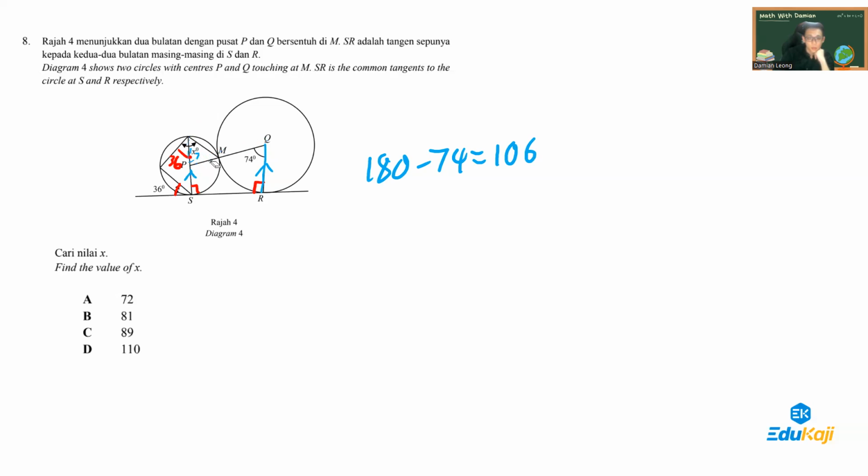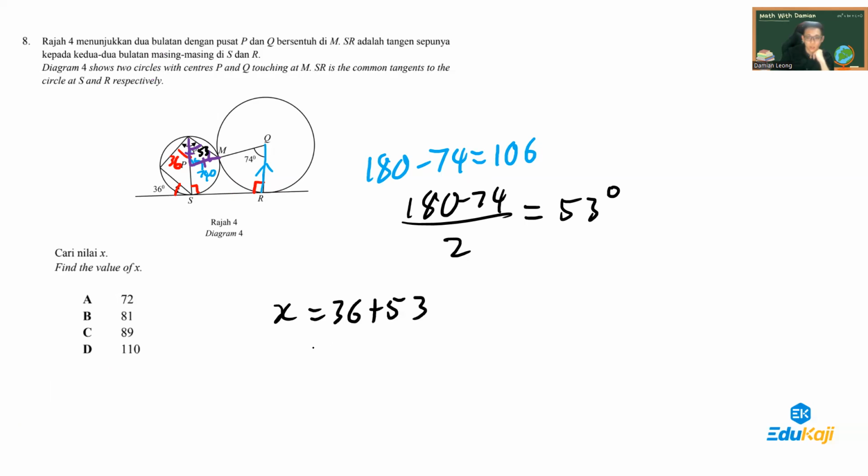So once I know here is 74, here and here should be the same, because if P is the center, then it's radius, radius, same length. So I can take 180 minus 74, then divide by 2 for both sides. So it's 53 degrees. So x is 36 plus 53, 89. Answer C.